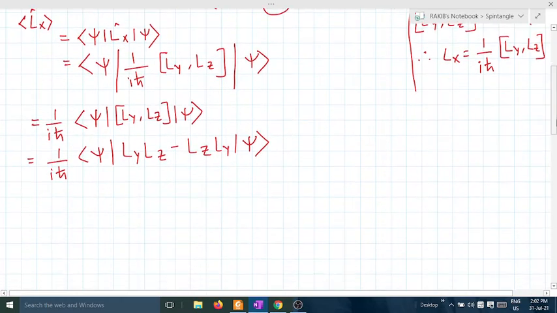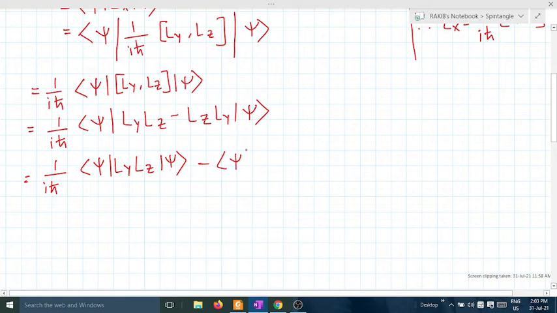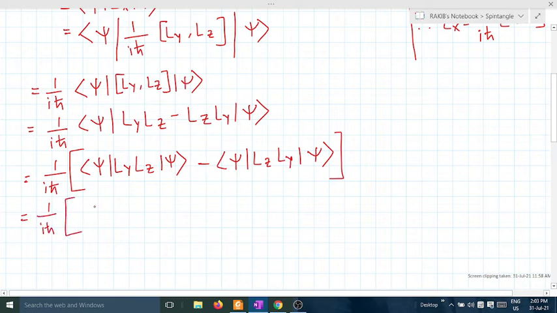Now what can we do here? We can write 1 by i h cut, psi Ly Lz psi minus psi Lz Ly psi. I think you are familiar with the basic commutation properties of the angular momentum operators. Put a bracket here, because 1 by i h cut applies to both these factors.